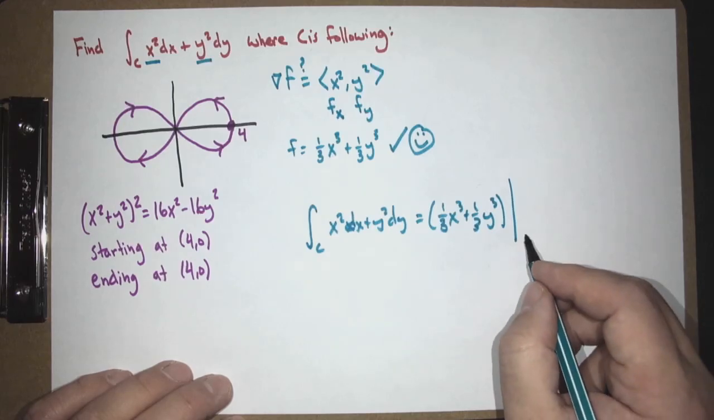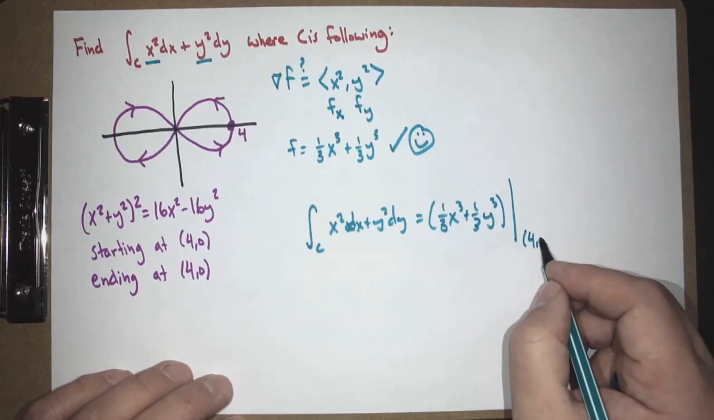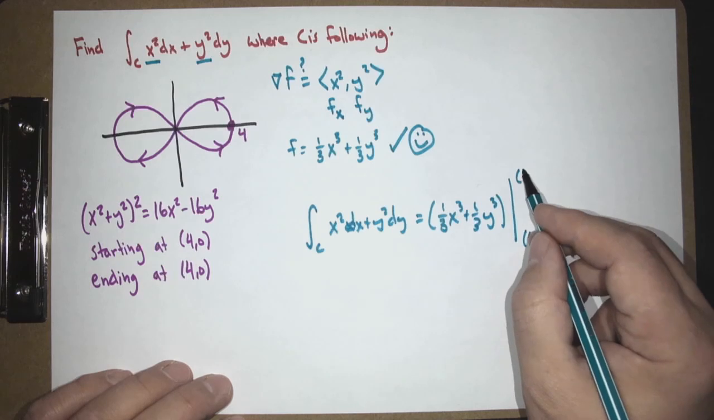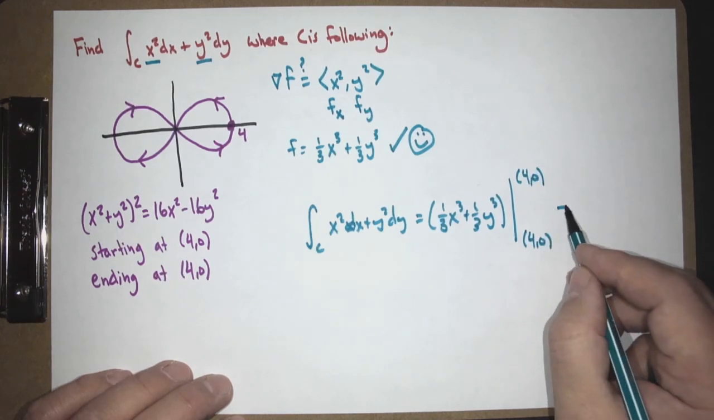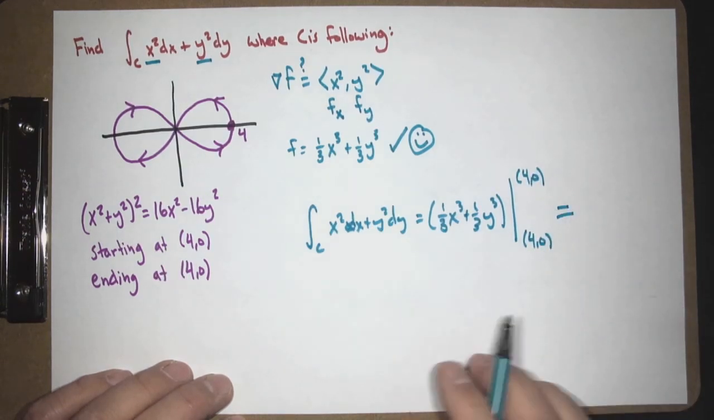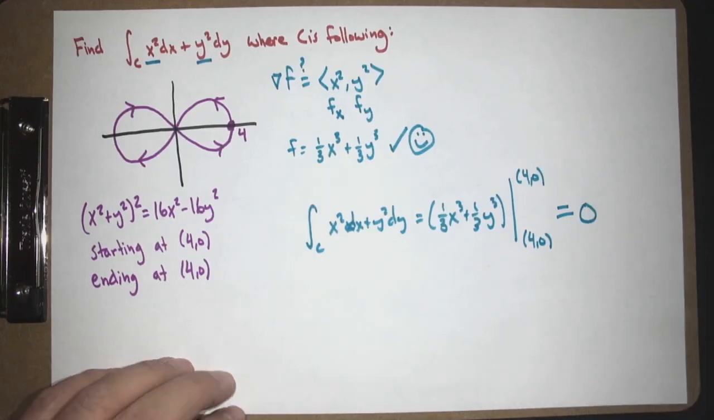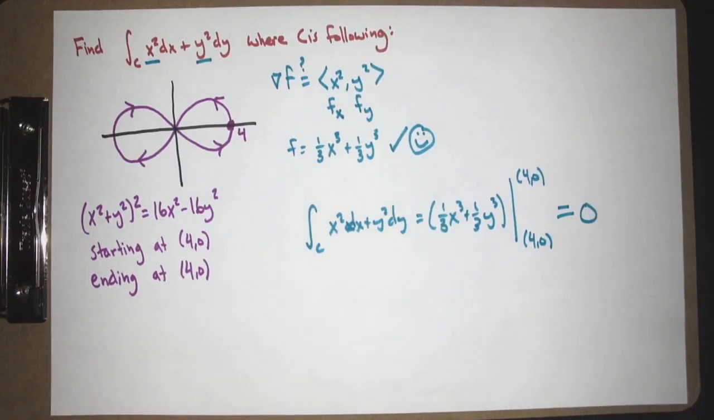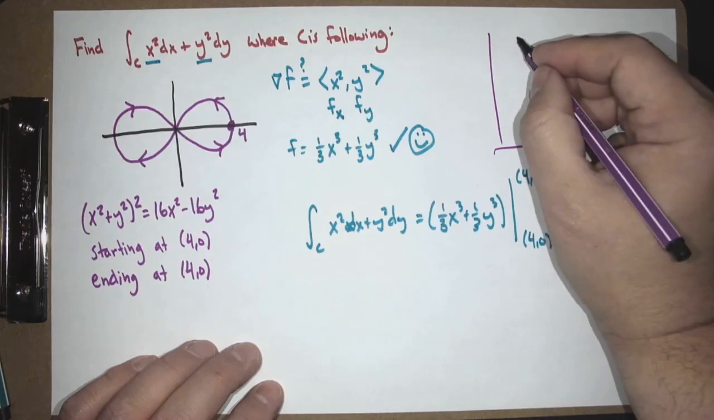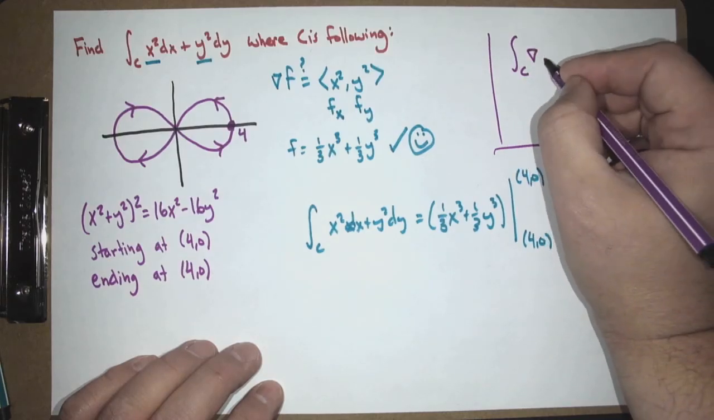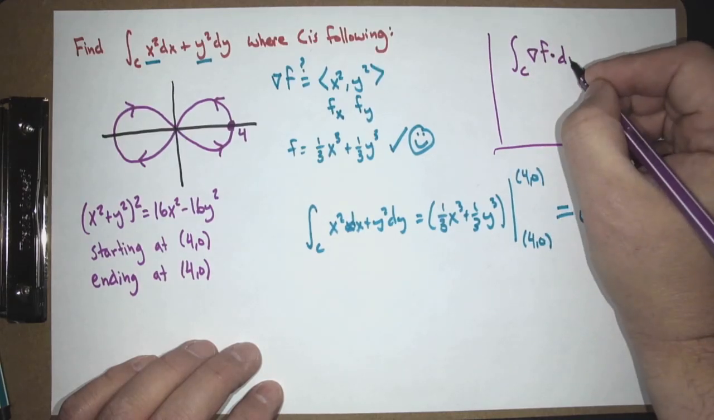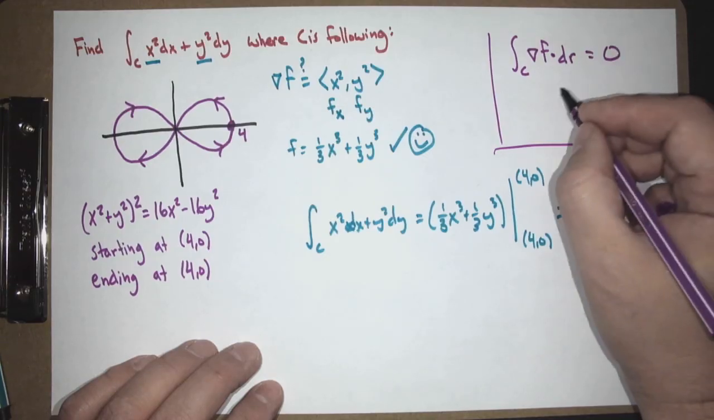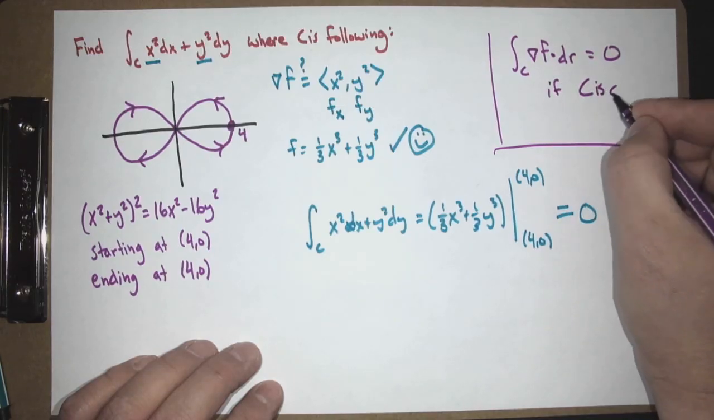Where's the starting point? 4, 0. Where's the ending point? 4, 0. And what does this become? Why does it become 0? Yeah, well, you're subtracting the same quantity from itself, right? So there's a nice fact which says the integral along the curve of a conservative function is equal to 0 if C is closed.